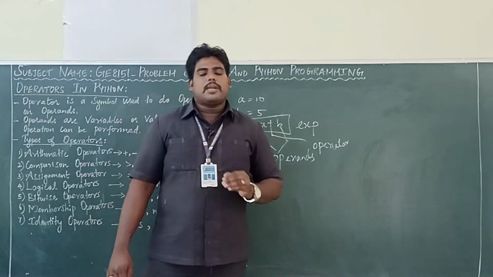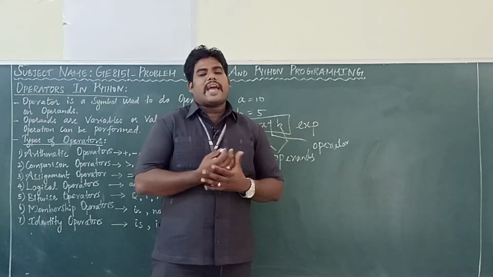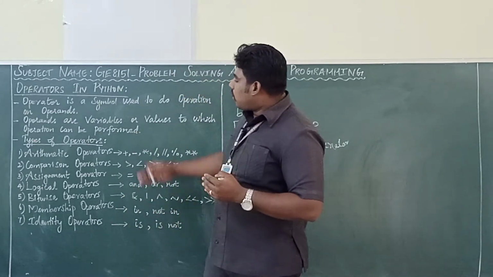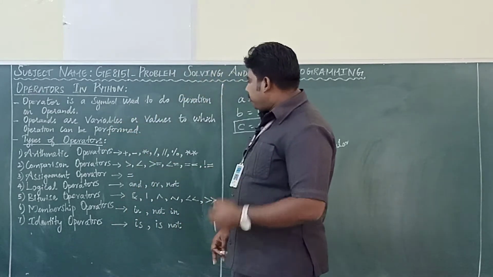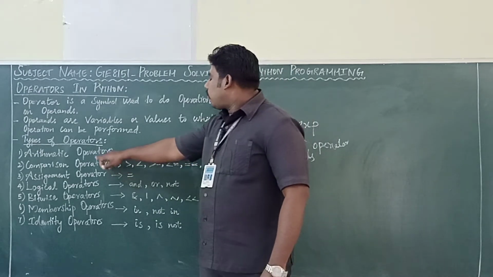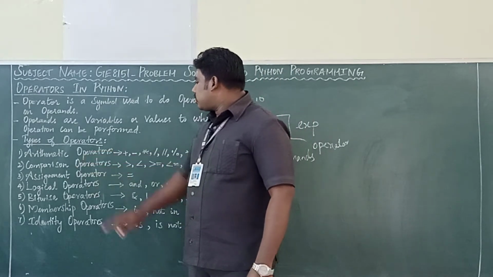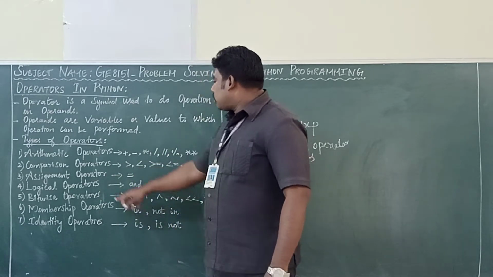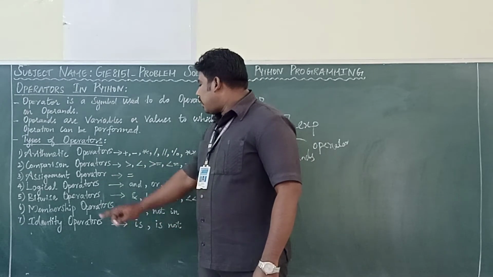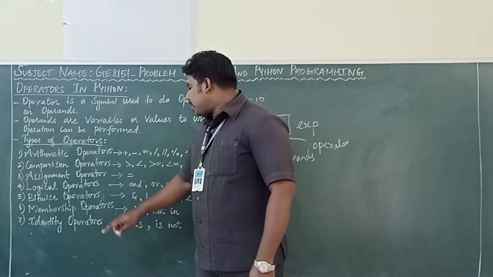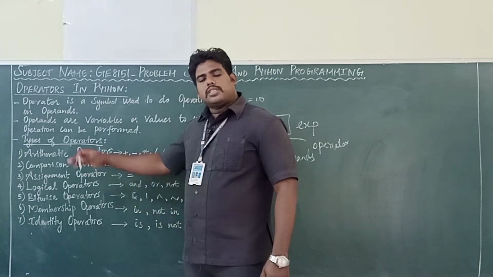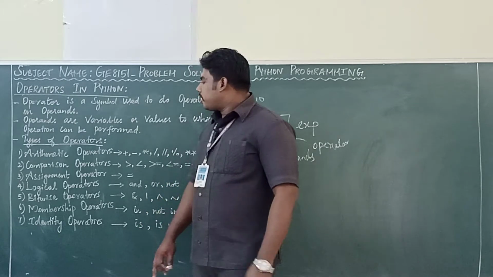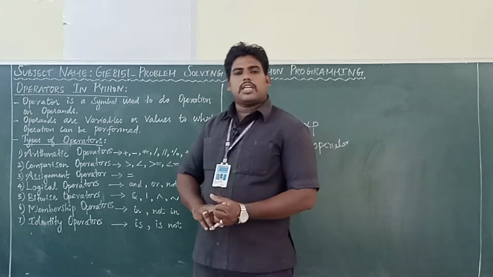In Python programming, there are various categories of operators. We can see them one by one. First, what are the operators? Arithmetic operators, then comparison, then assignment operator, then logical operators, then bitwise, membership, identity. These are the operators we are going to learn in this video session. The first one is arithmetic operators.